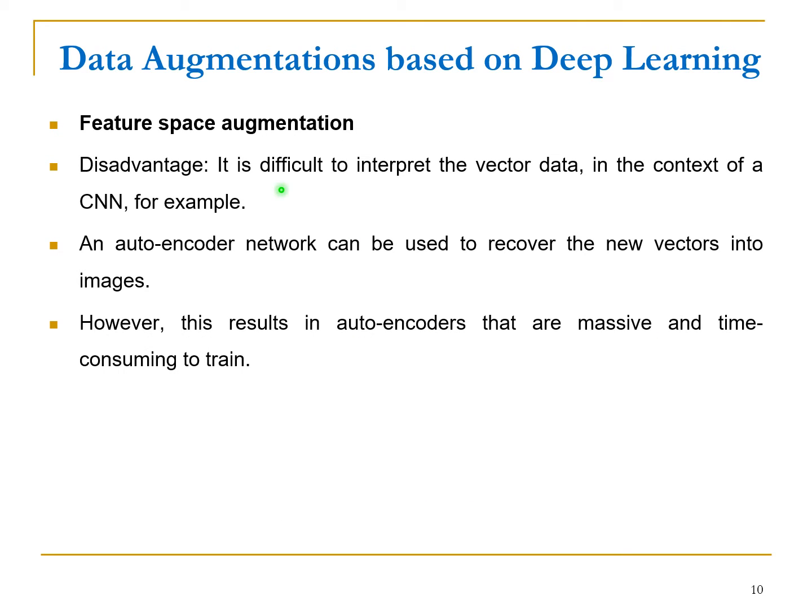A disadvantage of feature space augmentation is that it is difficult to interpret the vector data, for example in the context of a convolutional neural network. Okay, but we can use an autoencoder network to recover the new vectors into images. How about that? But the autoencoders required for this purpose will be massive and time consuming to train.